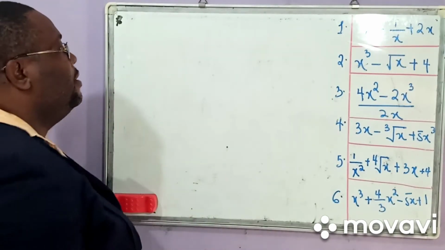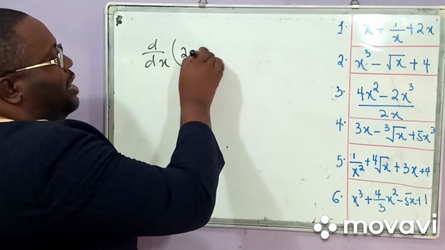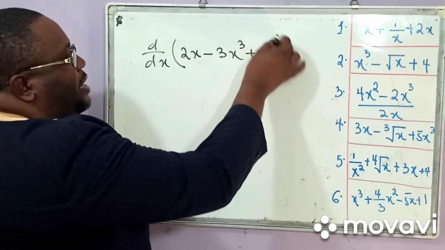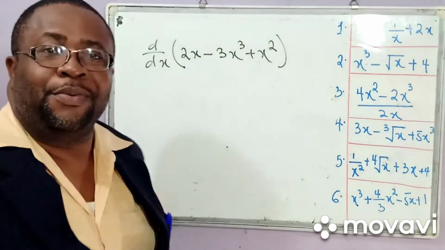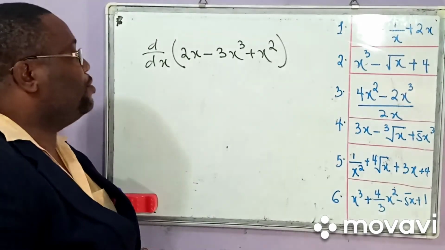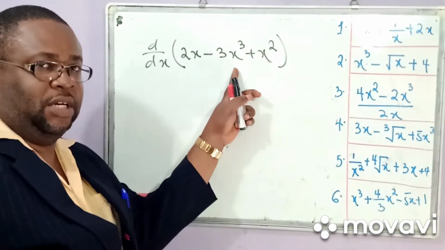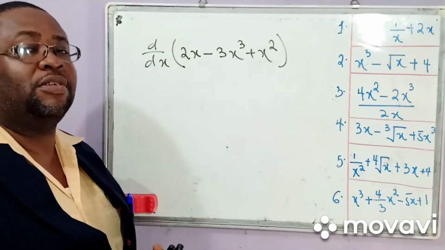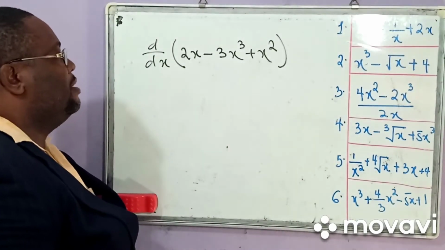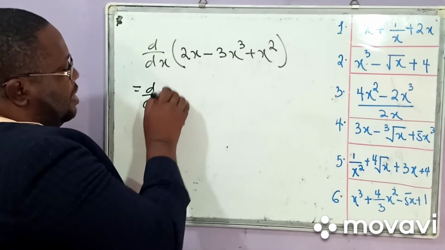Now consider that you have been asked to differentiate with respect to x, 2x minus 3x cubed plus x squared. What these rules are simply saying is that you are going to differentiate each term separately. You differentiate this one, you differentiate this one, and when you have done differentiating them individually, you now add up.